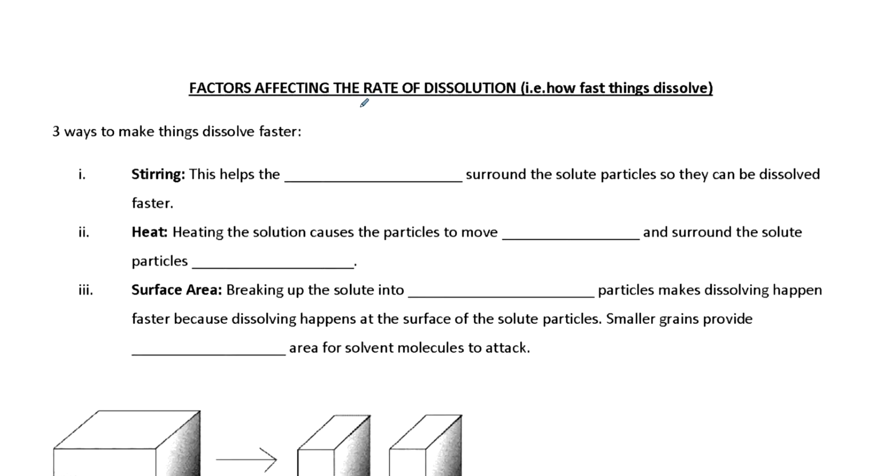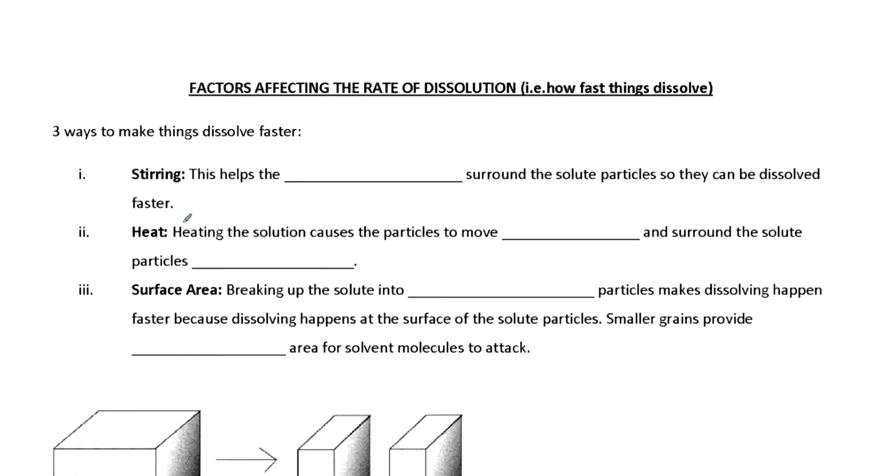Okay, so today we're actually going to look at the last lesson in the first part of the solutions unit. So this is a nice quick lesson. We look quickly at two topics. So the first topic is what are some factors that would affect the rate of dissolution? So what that means is what are things that make dissolving faster?